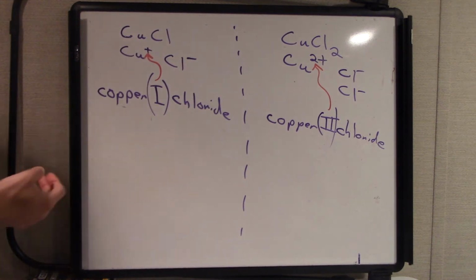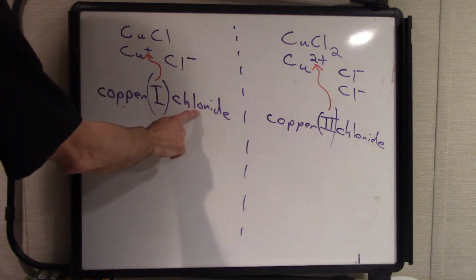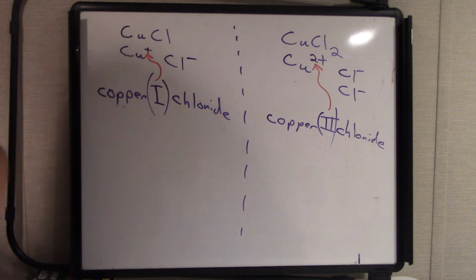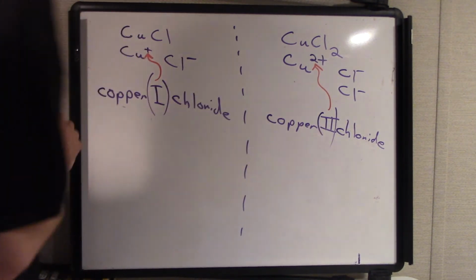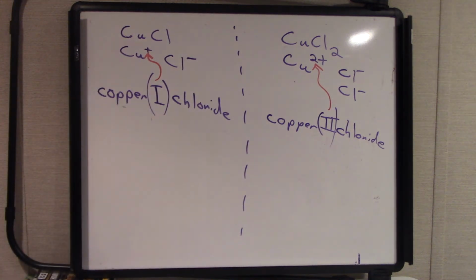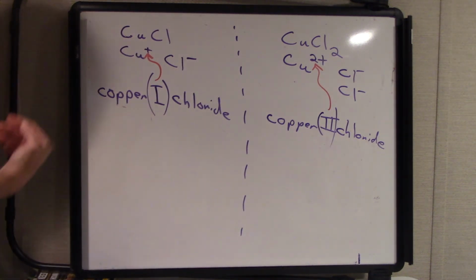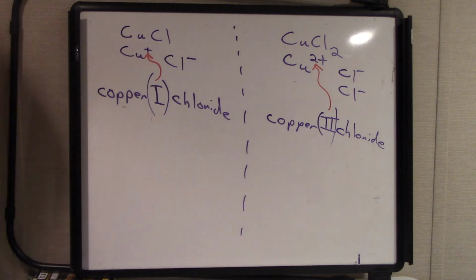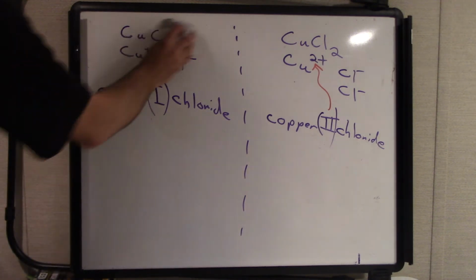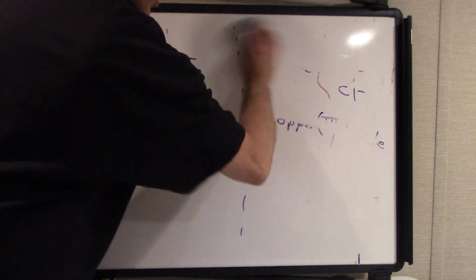But what this really means is this is copper chloride of the type that copper has a charge of +1. This is copper chloride of the type that copper has a charge of +2. That's the true meaning of these Roman numerals. And you only use these Roman numerals for the transition metal ions because they have multiple different options. On to another set of examples using these transition metal ions.